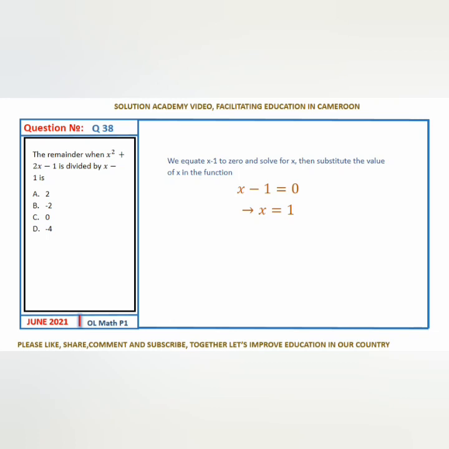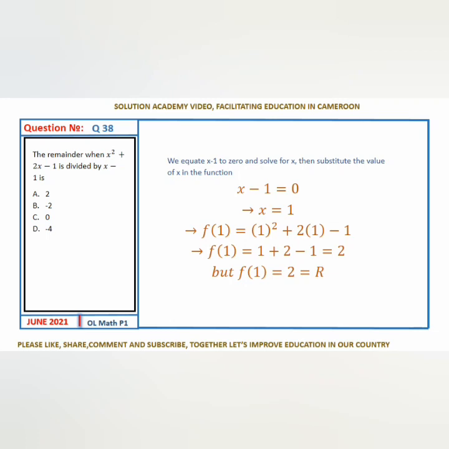Okay, now we are going to substitute the value of x equals 1 into our equation. So f of 1 will be equal to 1 squared plus 2 into 1 minus 1. 1 squared is 1, 2 times 1 is 2, minus 1. So 1 plus 2 is 3 and 3 minus 1 is 2. So our answer is 2. So f of 1 is equal to the remainder. Whenever you do this as I've done, with x minus 1 equals 0, and you substitute this value of x into the equation, the output always gives the remainder.